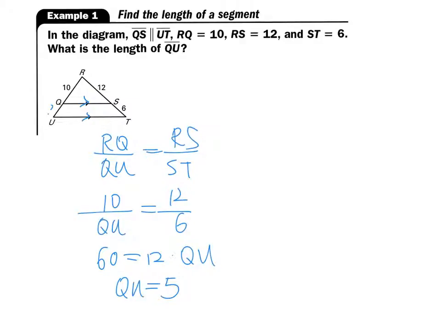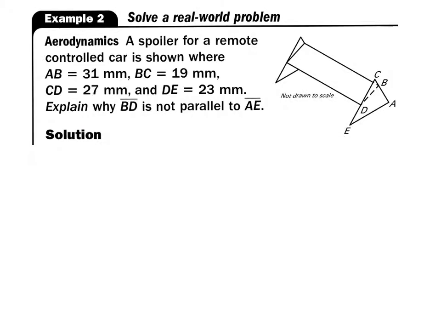Very simple, but very useful, somewhat intuitive. But the important thing in the theorem is that the two lines have to be parallel in order for you to draw the conclusion that it cuts the other two sides proportionally. Here's an example, aerodynamics. Doesn't that sound sophisticated? It says a spoiler for a remote control car is shown here with different dimensions. AB is 31, BC is 19, and CD, where CD is on top there. Okay, so in DE, I see.